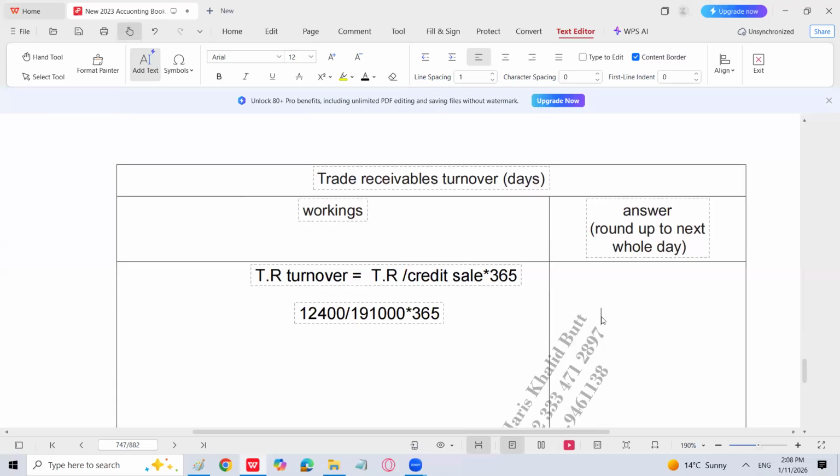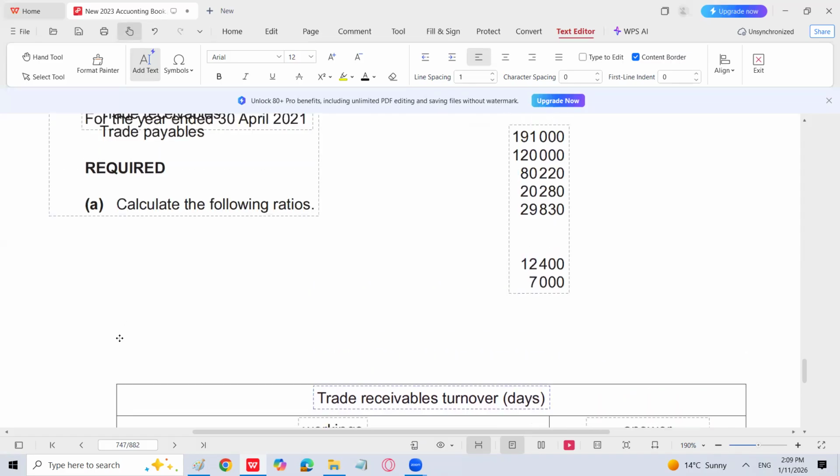Yes, what is the answer? So the answer is 23.69. So you will write that it is going to be 24 days. So what does it show? It shows that in 24 days, we are able to collect the amount from our trade receivables. That is, it takes us 24 days to collect the amount from trade receivables. After 24 days, collection from customers is going to be done.